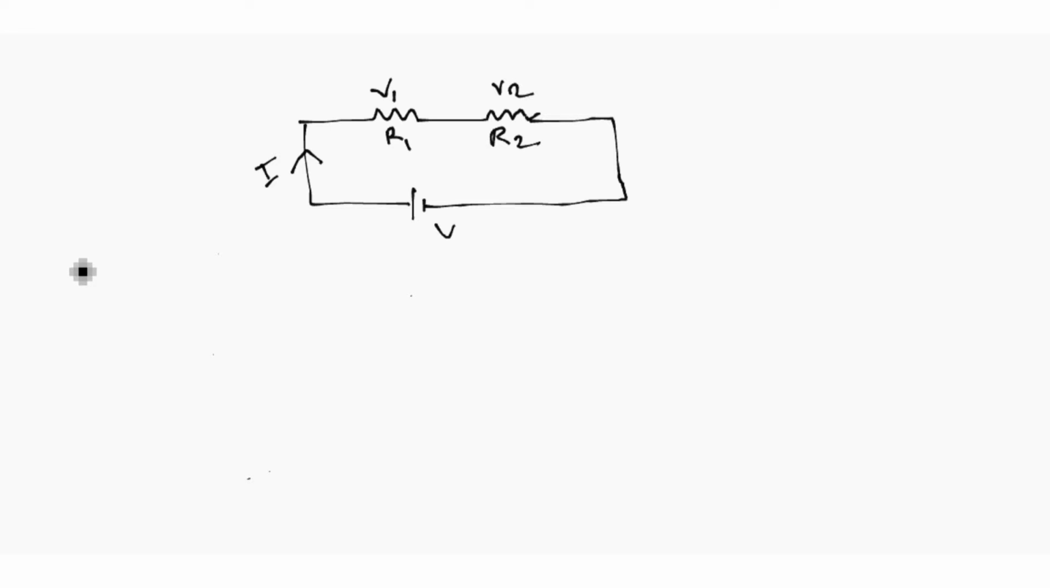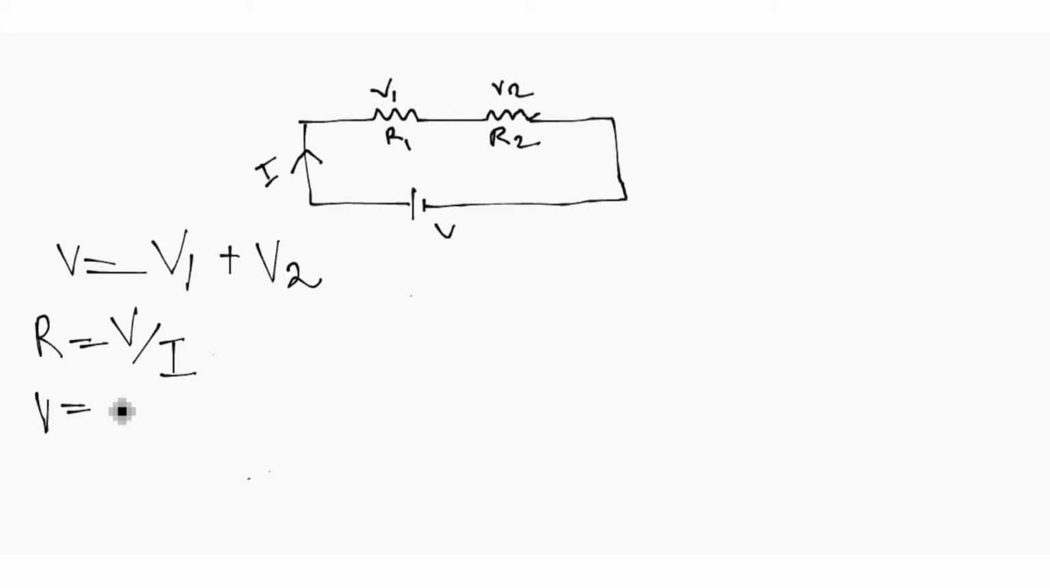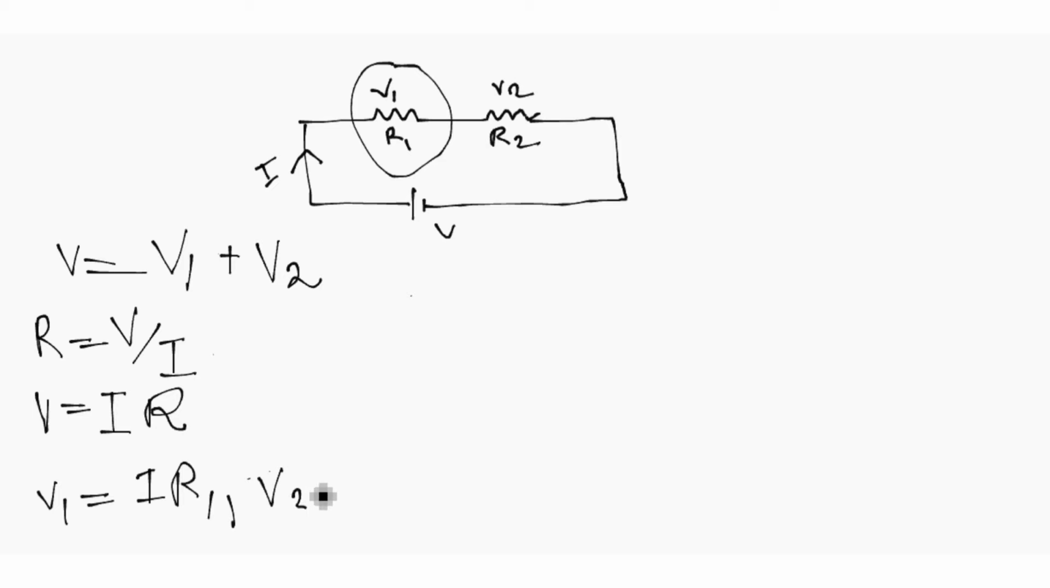Now you can see from this diagram that the potential difference applied, V, is equal to the potential difference V1 plus V2. Now from Ohm's law we know that R is equal to V by I, where R is the total resistance or equivalent resistance of this circuit. So we can say that V is equal to IR. Similarly, by applying Ohm's law to this resistance R1, we can write that V1 is equal to IR1. Similarly, we get V2 is equal to IR2.